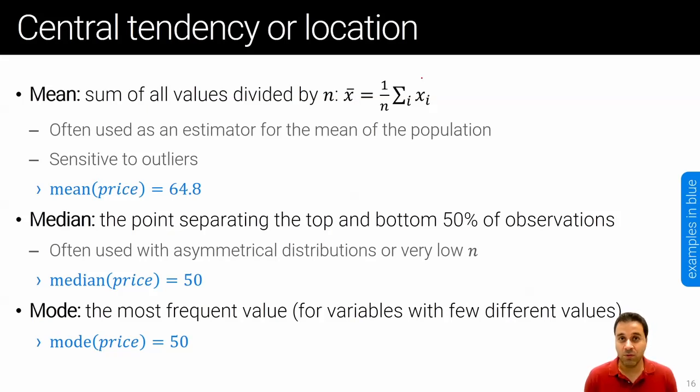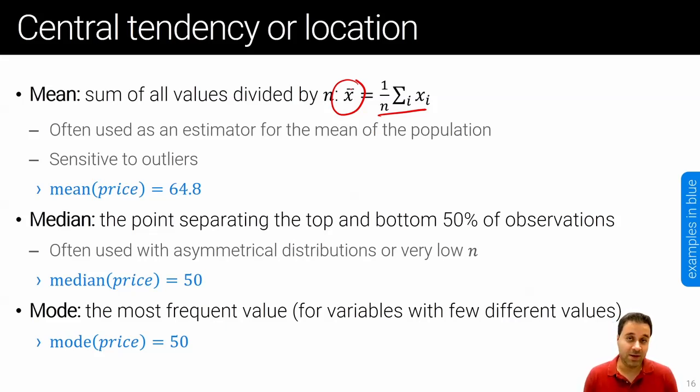The mean is what we all understand as the average. So we just take all the observations over here, sum them, and divide by the total number of observations. That's what we call the mean, which is represented like this, the X and a bar on top of it. And it's often used as a way to estimate what the mean is in a certain population that these data represent. The problem with the mean is that it's very sensitive to outliers.